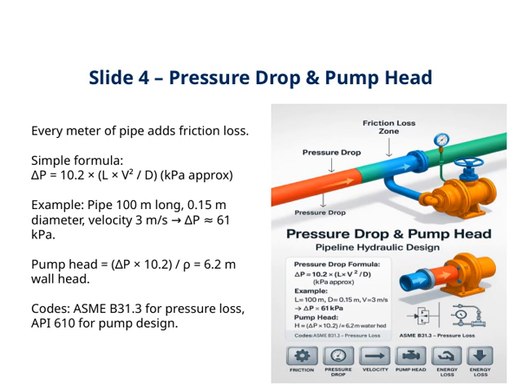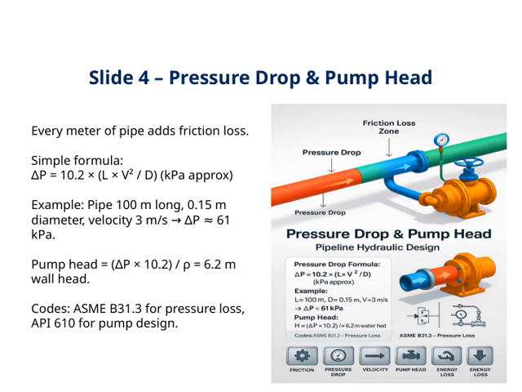For example, if you have a 100-meter-long pipe with a diameter of 0.15 meters and the fluid is flowing at 3 meters per second, the pressure drop, or delta P, would be around 61 kilopascals. This helps us quantify the resistance the pump needs to overcome.